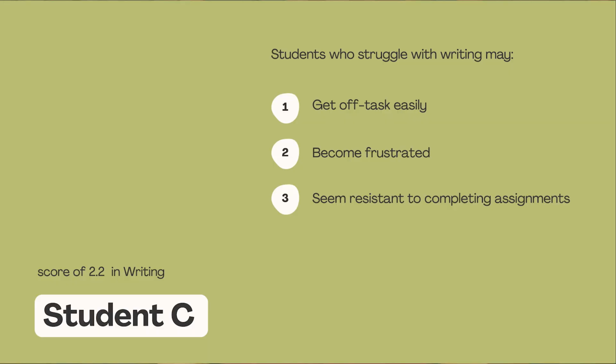Students who struggle with writing may get off task easily, become frustrated, or seem resistant to completing assignments. When you see this, think about what they can do and what scaffolds help them succeed. An example of a scaffold can include sentence starters, a box with evidence they can choose from that fits best, or modifying the assignment to 1 evidence instead of 2. This will help meet them where they are and help them work independently.